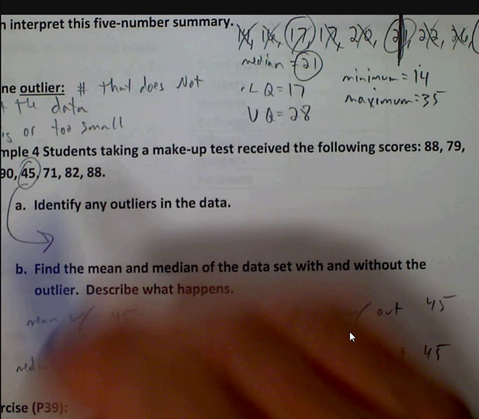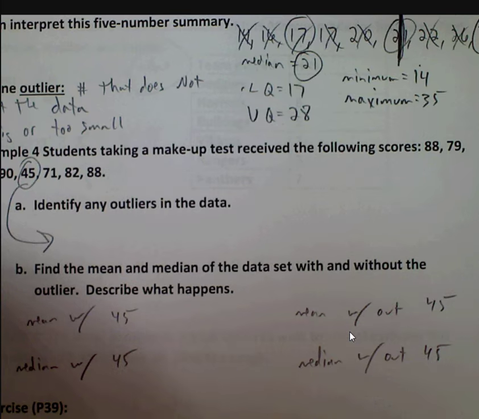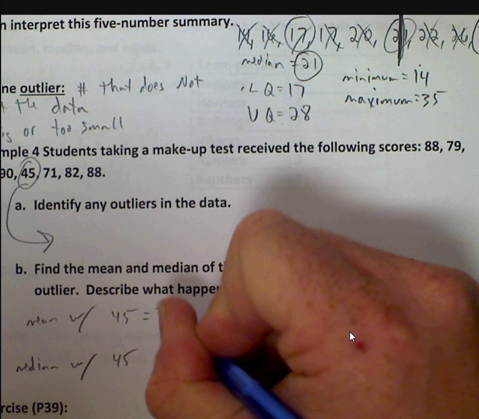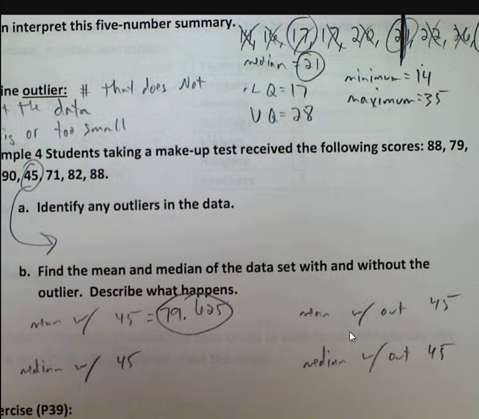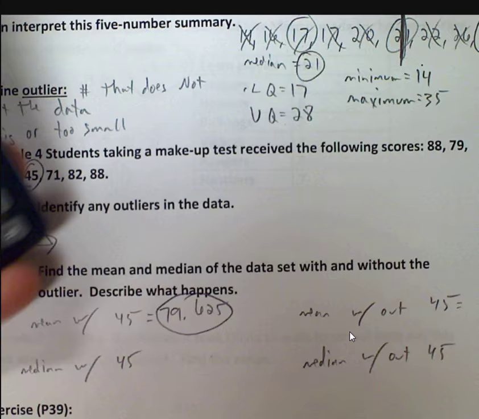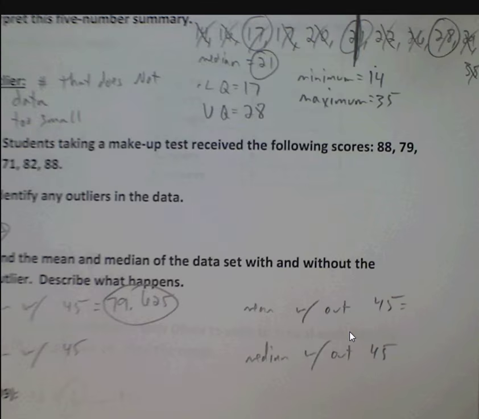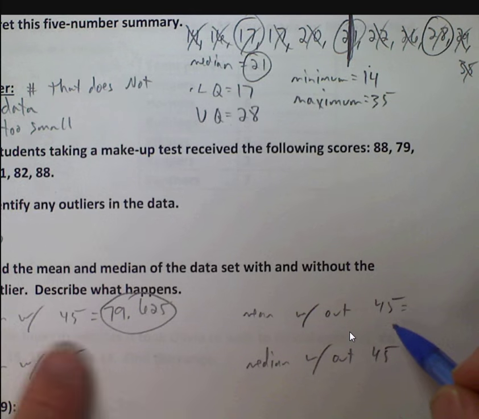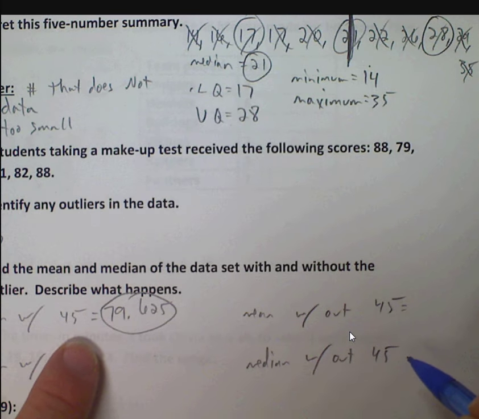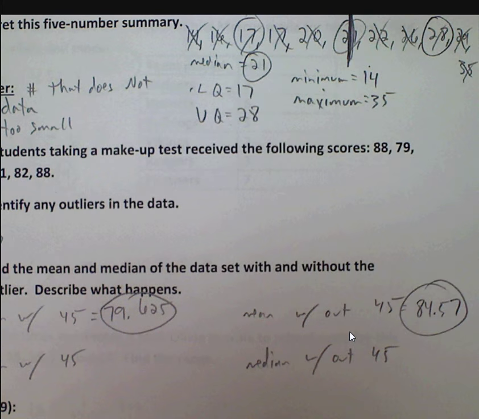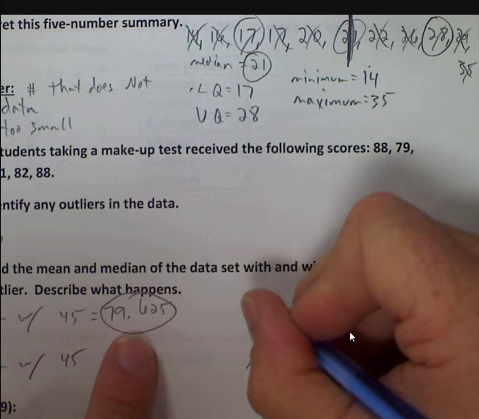If I add all of these numbers, I would get 637. If I take 637 divided by 8, which is how many there are, I get 79.625. So now let's find the mean without 45. If I were to add up all the numbers, I would get 592. If I took 592 and divided it by 7, because I took one number out, I would get 84.57. My difference is about 5.